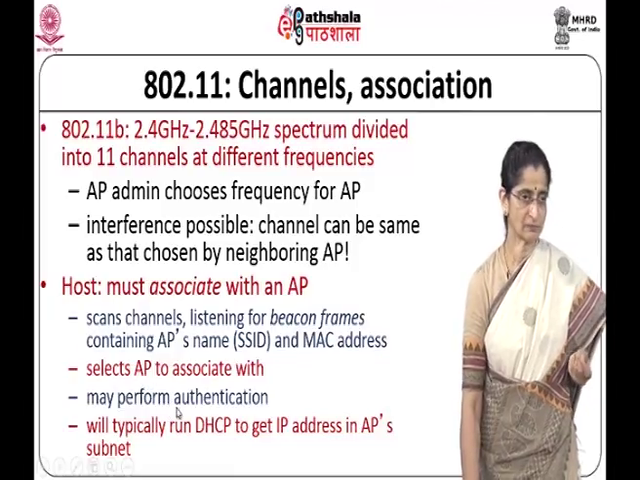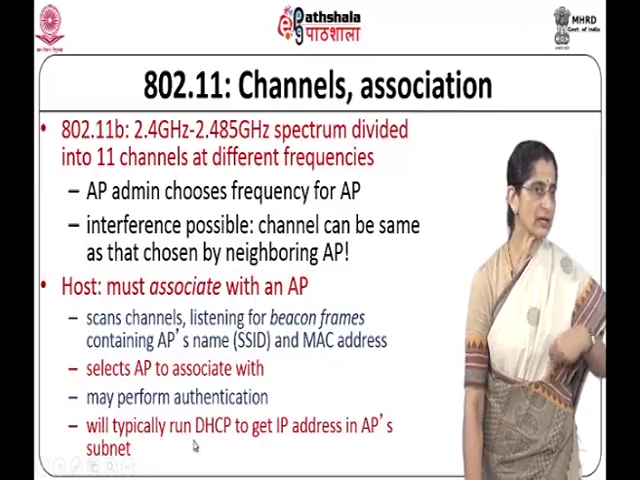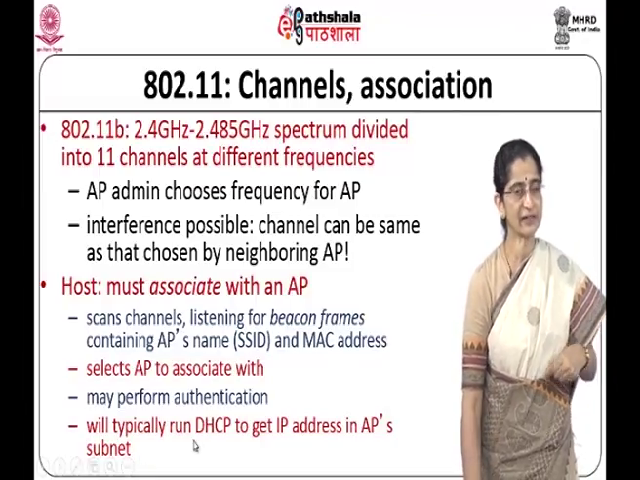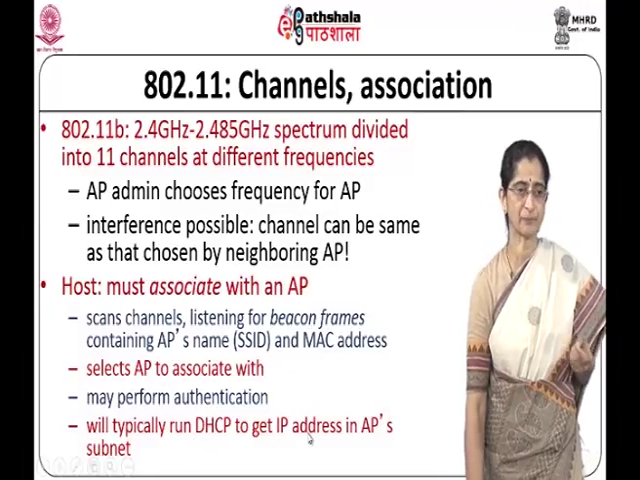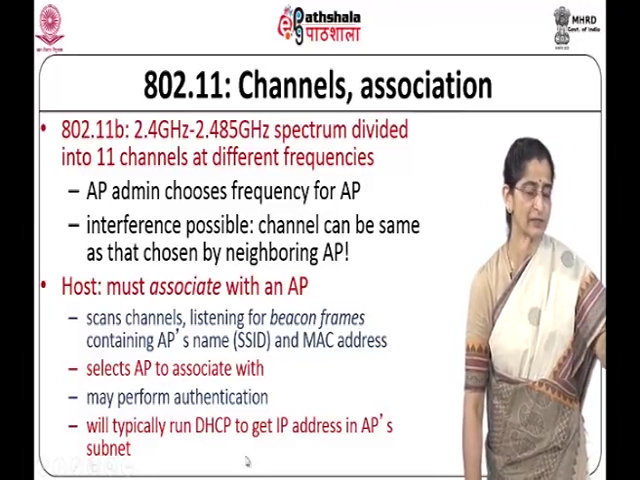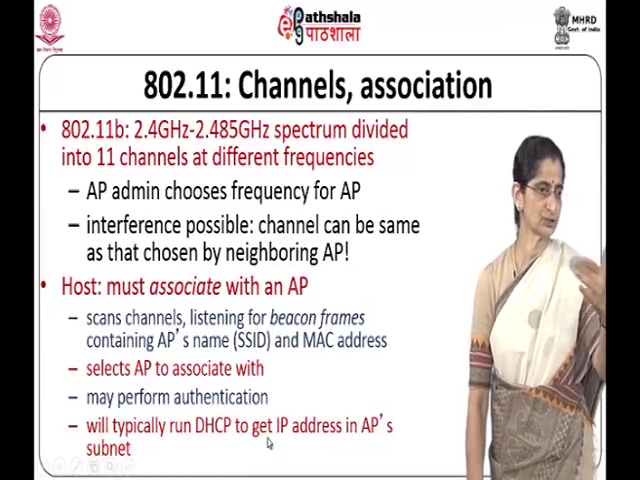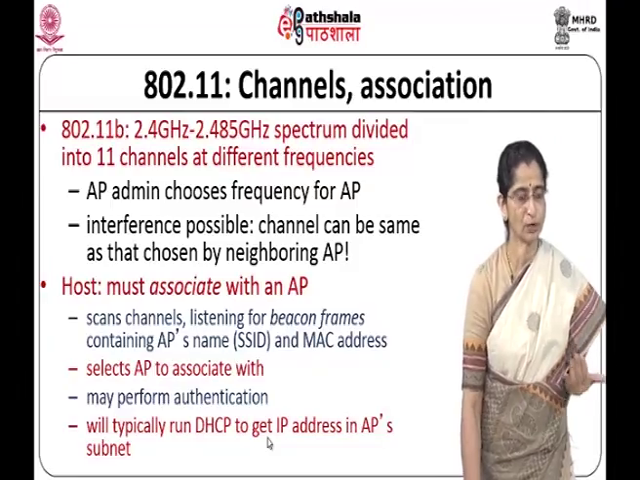Then it can perform some kind of authentication mechanism so that it will be able to connect. Once it is connected, it can run DHCP to get an IP address in that AP subnet. That AP will be connected to some subnet, so now this device will be able to get an IP address in that particular subnet. So, this is what we expect to normally happen.